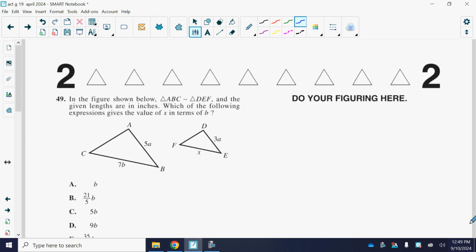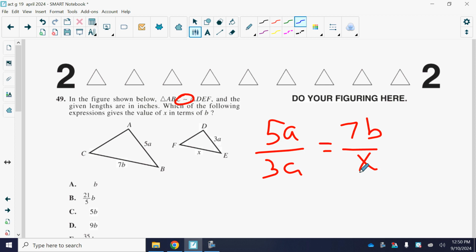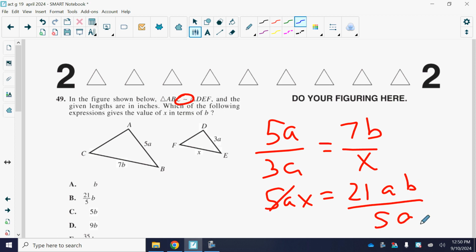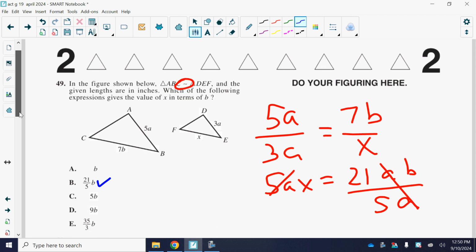Ratio proportion. 5a is to 3a, that's similar as 7b is to x. So cross multiply, 5ax is 21ab. Easy cheesy. Divide by 5a, and you get 21/5 b for the answer. Similar triangles is automatic proportion. I pair these two up. 5a is to 3a, as 7b is to x, and then solve for x.